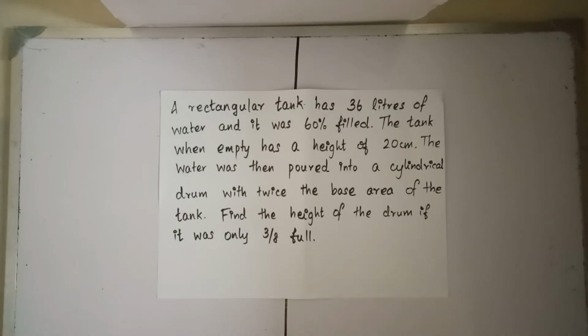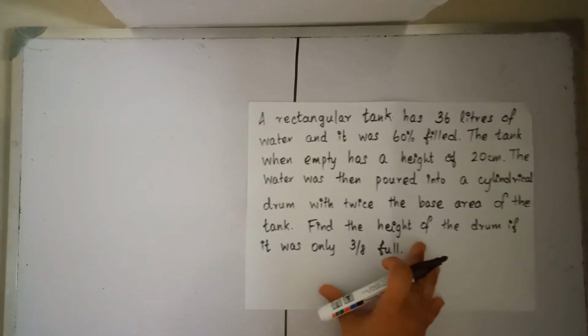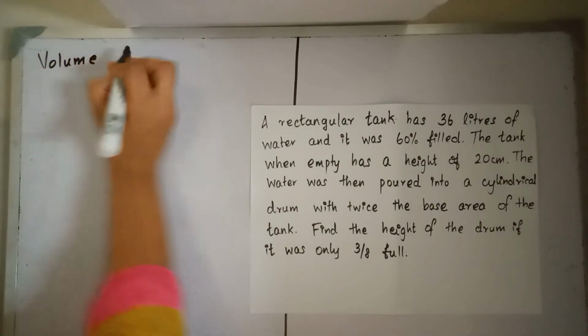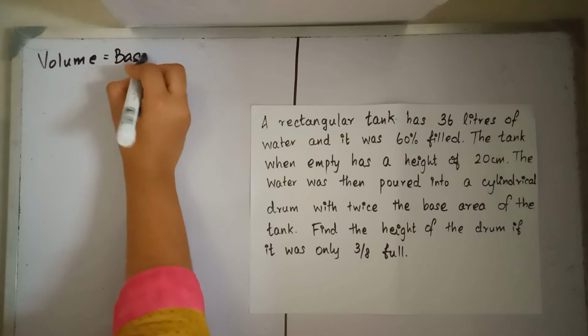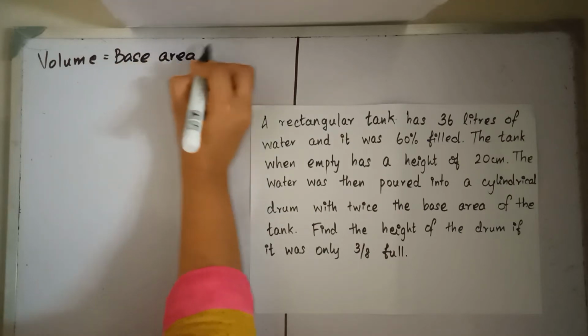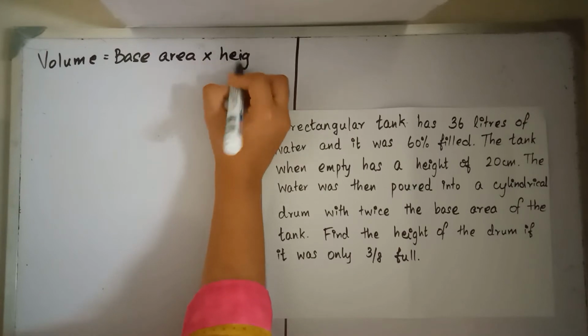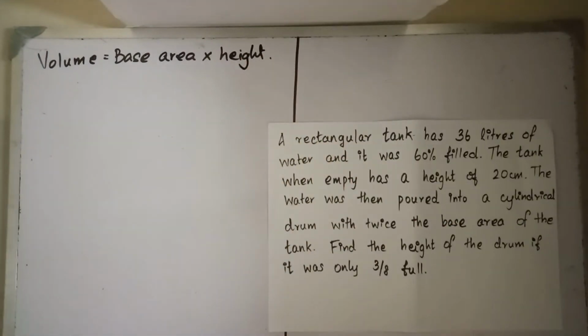Okay, so as usual, the formula for volume is base area into height. I have done a few problems on volume, a few simple ones. So if you want to understand this thoroughly and if you're not sure with these concepts, you can check those videos out. Okay, so the question states that the rectangular tank has 36 liters of water and it's 60% filled. And the tank when it's empty has a height of 20 cm.